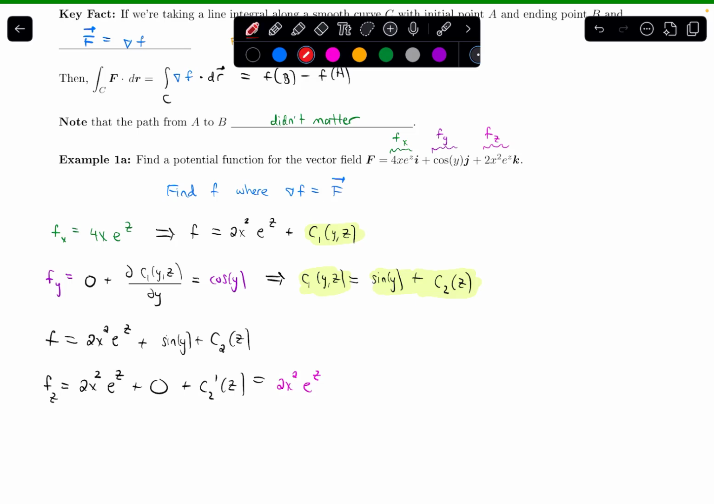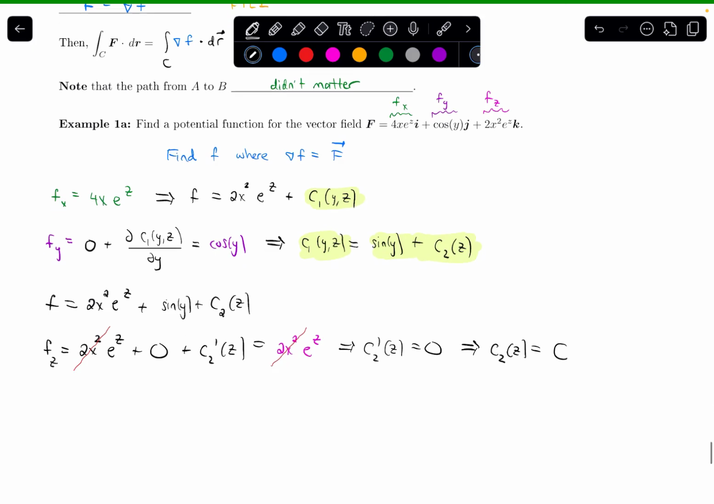So I notice that there's a 2x squared e to the z here and here. Those can cancel. I can subtract them away. So that gives me that c2 prime of z should be equal to 0. And now I can do the antiderivative of this. There's just one variable in this, so this is a normal antiderivative. So c2 of z, what's the antiderivative of 0? That's just a constant. So I'll write just c.